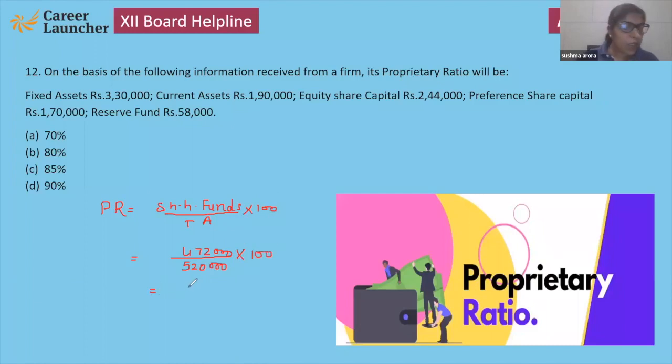See, proprietary ratio can be calculated in two ways: in pure form, or in percentage form by multiplying by 100. So we can come to know that it will be near about 90%.